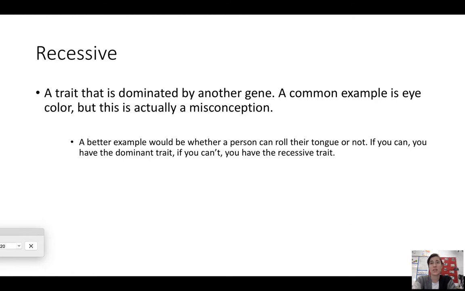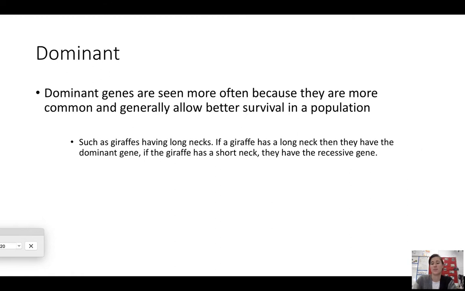And the recessive trait doesn't show up as often as the dominant trait, and usually that's because the dominant trait gives the advantage to the organism, where the recessive trait does not. So the dominant trait is the one that's going to be seen more often because they're more common and they generally allow better survivability in a population. Now in humans, that's not as true just because we are able to overcome our differences using our cognition. But in wildlife populations, they don't have the gray matter in their brain and the cognitive abilities to overcome what's around them in their environment.